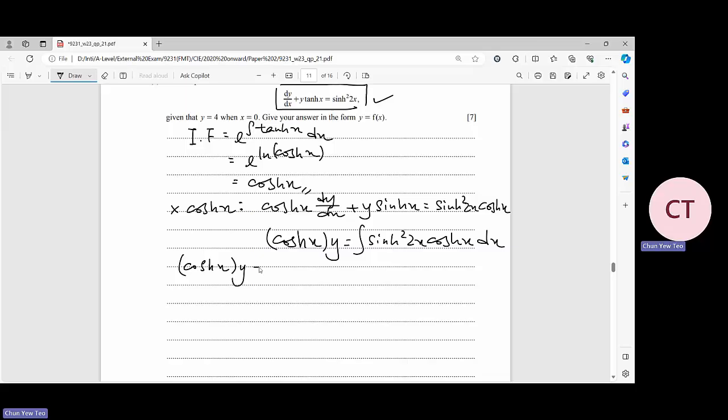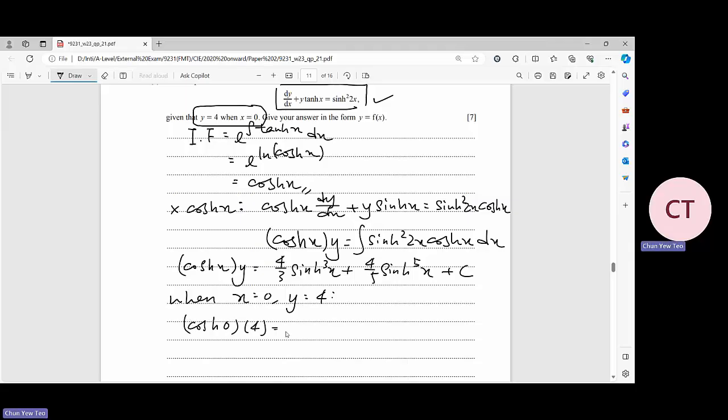So it will be cos x times y equal to 4 over 3 sine cube x plus 4 over 5 sine power 5x plus c. Then the question gives you the initial value: when x equals 0, y equals 4. When x equals 0, y equals 4. So for this one you can use a calculator. Cos 0 times 4, then 4 over 3 times sine 0. Sine 0 is 0. You should understand that sine 0 is 0. Of course, you can use a calculator to press it.